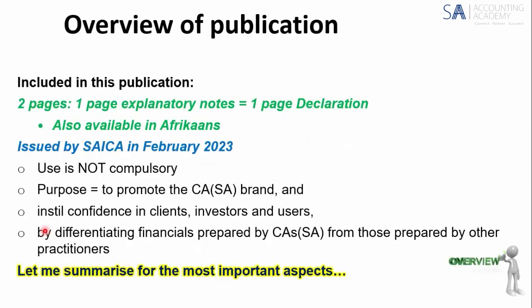the financial statements. If you look at an overview of the publication, there are 2 pages. There's an Afrikaans one as well, so there's an English one and an Afrikaans one. 2 pages to each declaration.